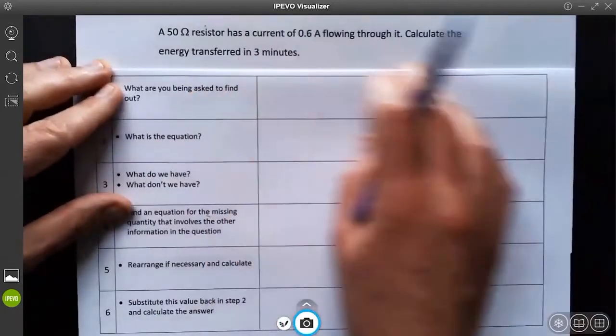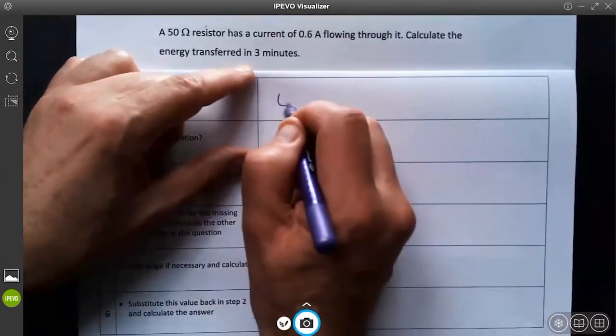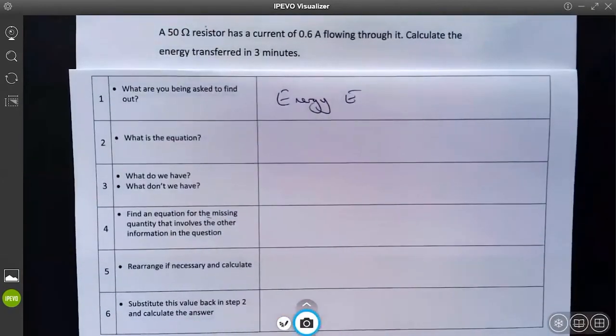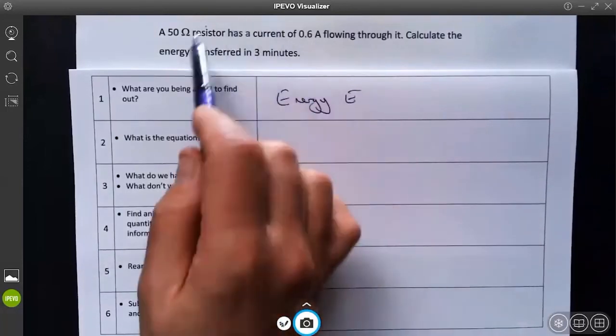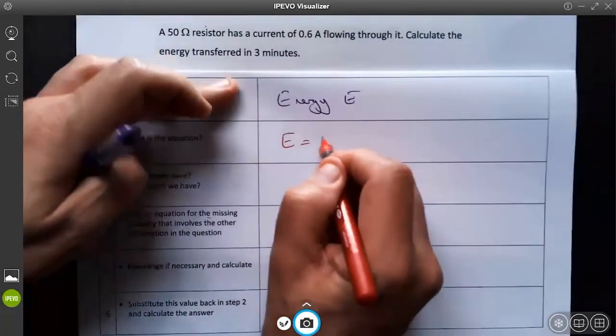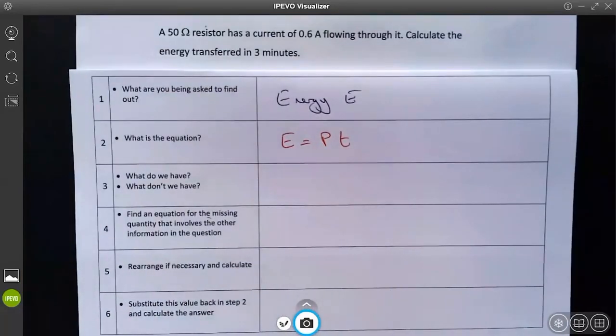The first stage is: what is it we need to find out? Well, we're being asked to calculate energy, symbol E. So what equation is likely? Just looking at the question, and there are many energy equations, we need to find the most appropriate one. We know it's going to have something to do with electricity, and we've got time in the question. So it seems reasonable that the equation we're going to go for is E equals power times time, E equals PT.